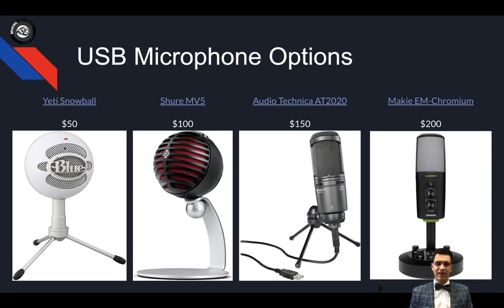The Shure MV5 is $100. The thing I do like about it is it comes with a cable to connect to your iPhone and a nice app so that you can use your phone to record and this as your microphone. So for $100, that's a pretty good option.